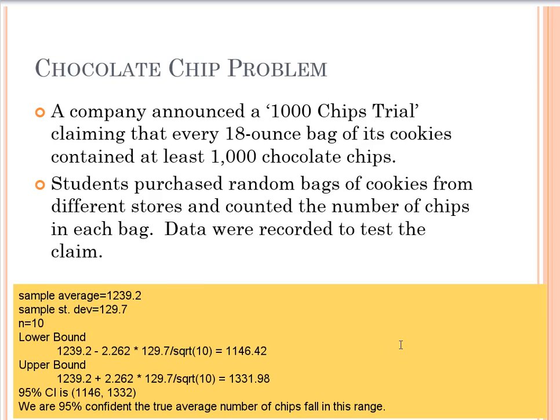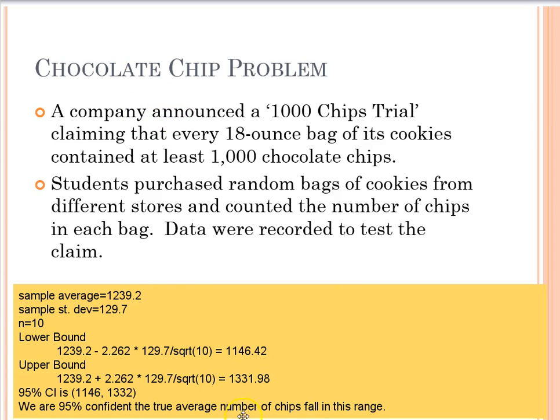Now, we'd like to test the company's claim that at least 1,000 chips are in every bag. However, the parameter that our model looks at is actually the average number of chips. So we say that we are 95% confident that the true average falls within this range. So we're not actually testing the company's claim. The only way that we could test the company's claim would be to check every single bag.